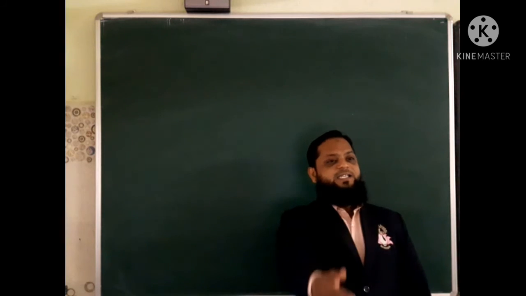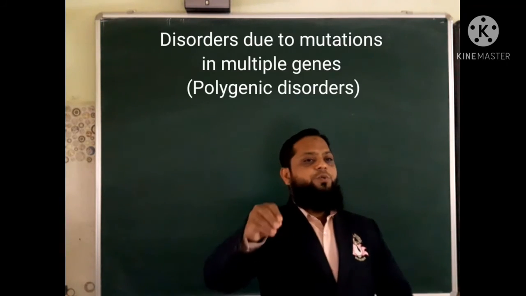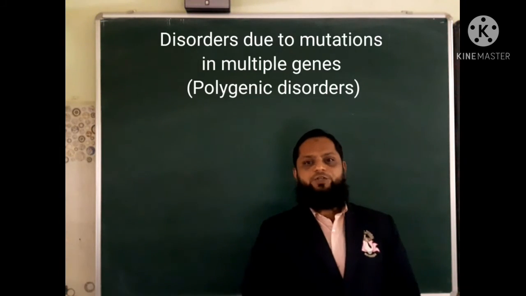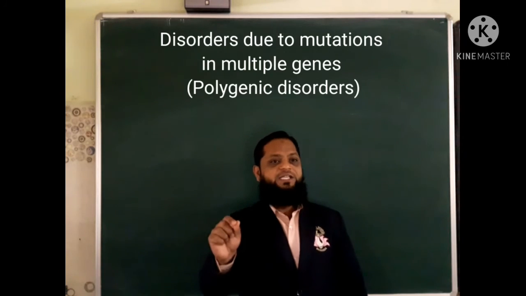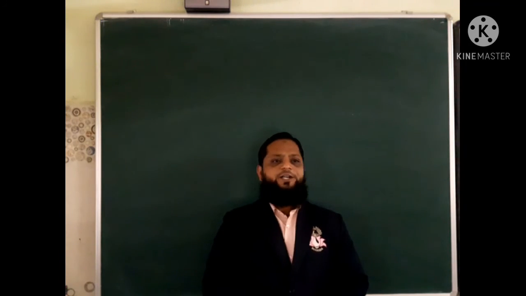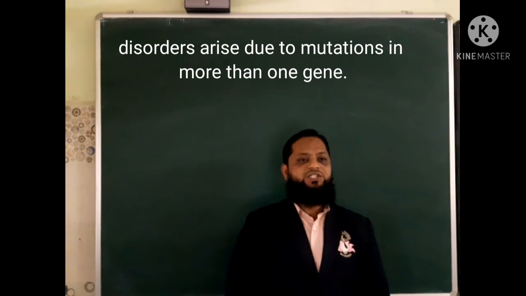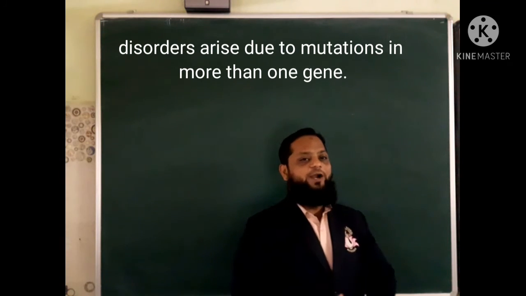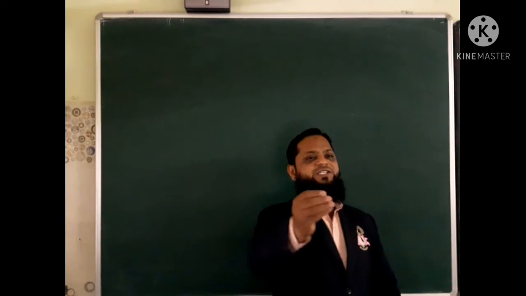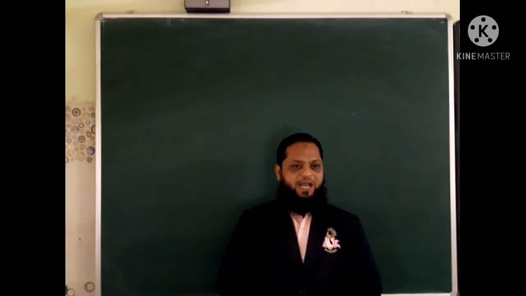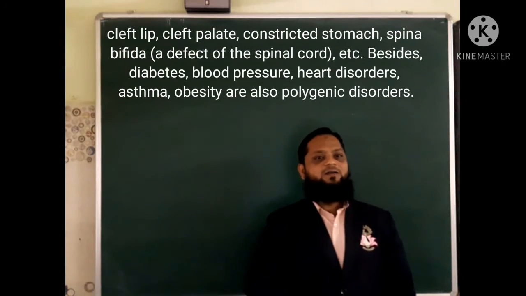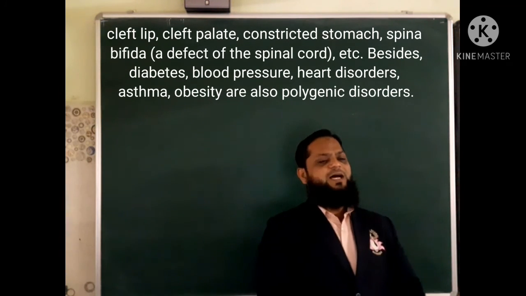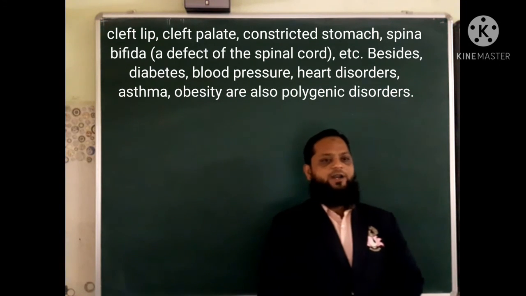Dear children, let's see the disorders due to mutations in multiple genes. They are also said to be polygenic disorders. Sometimes disorders arise due to mutations in more than one gene. Then it is said to be a polygenic disorder. Common examples of such disorders are cleft palate, constricted stomach, and defect of the spinal cord. These are all examples of polygenic disorders.